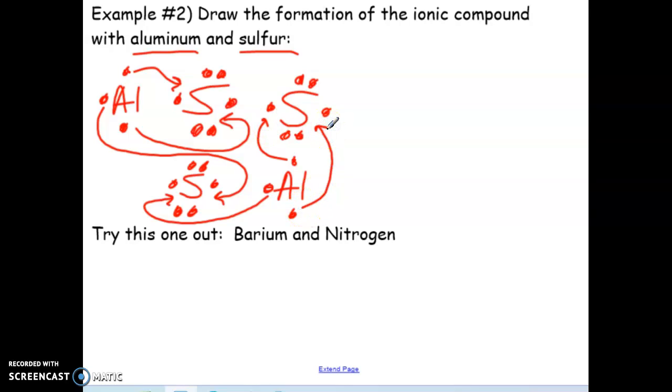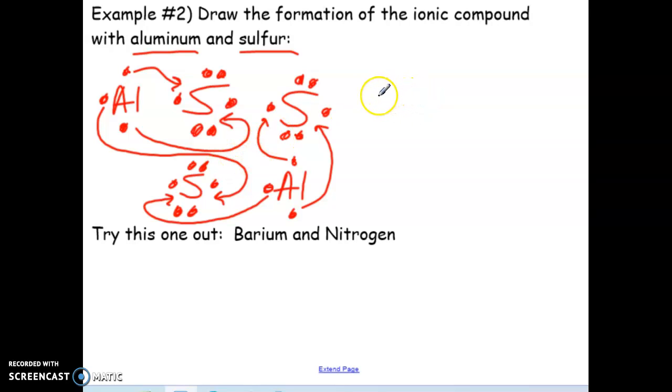So now we're in a situation where it's worked out. We have 2 aluminums, and both of them have lost the appropriate number. And then sulfur, we have 3 of them, and they've each gained 2 electrons. So now when we show the final compound here, we have to indicate how many we have of each. So I'll show you how to do that.